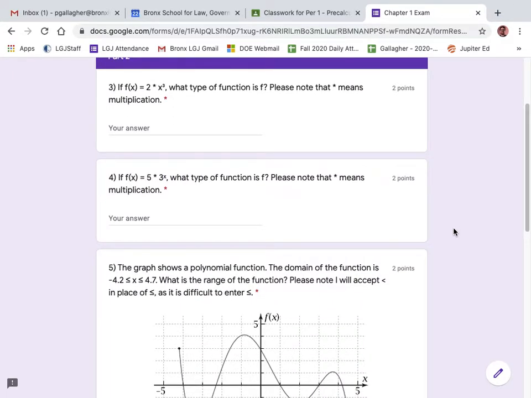So 3. With 3, this is x to the third power. Because it's x to the third power, this has to be a cubic. You could have also put in polynomial. You could have also put in a power function. A lot of folks got this one weirded out. That's an exponent of 3. This is 5 times 3 to the power of x. It's not linear, so this answer is exponential.